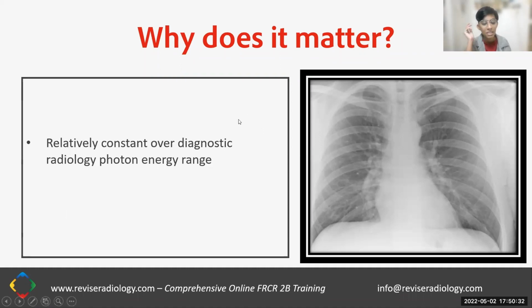The Compton effect depends on a number of factors. It depends on the type of material which the radiation is passing through, so the different types of tissues in the body. It also depends on the energy of the photon which is used to form the image. If you're looking at diagnostic radiology, the Compton effect is relatively constant over the photon energy range we're looking at, which means that the energy of the photons is not a major factor. So we won't be discussing that right now. We'll be looking at the Compton effect for diagnostic radiology, and we won't be taking into account how the effect changes based on photon energy.